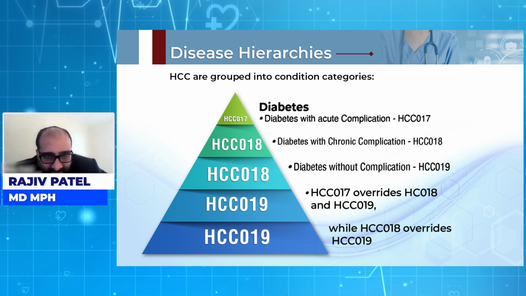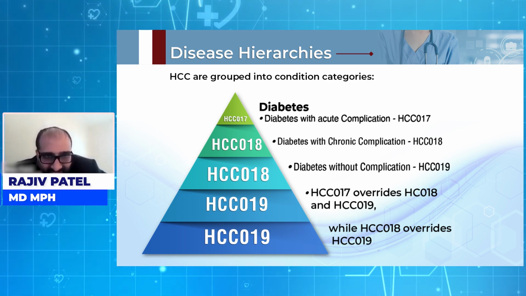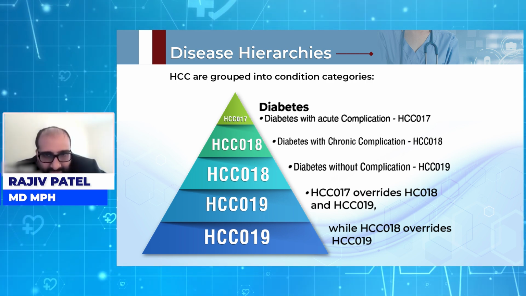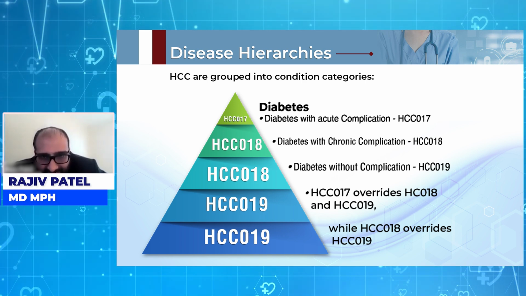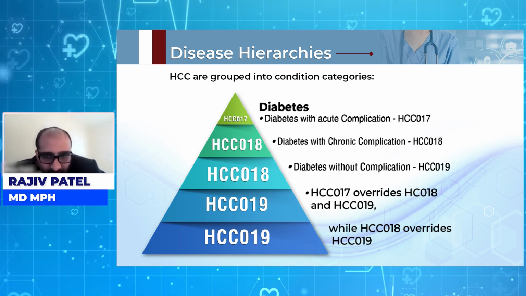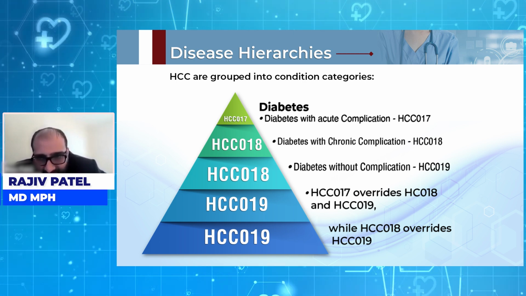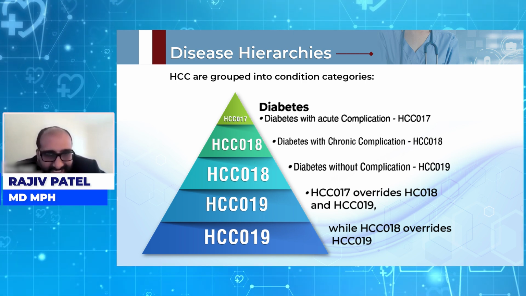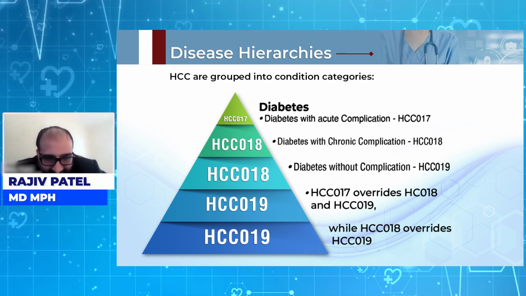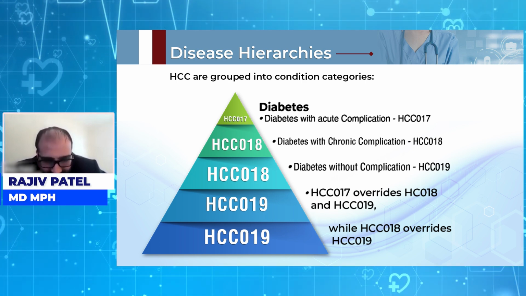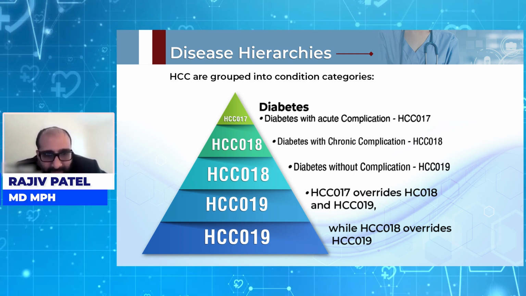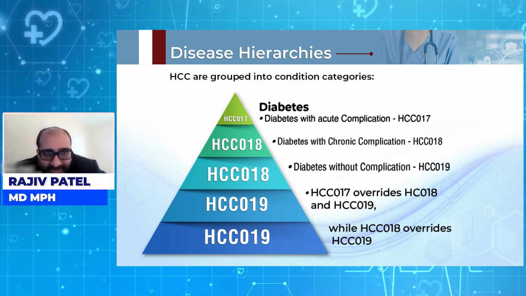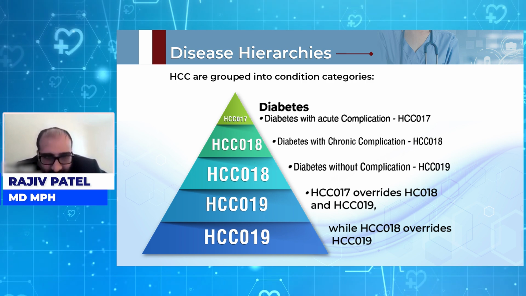And if a patient gets an acute complication of diabetes, then that's 17 and 18 would not count. So this shows you that HCC 18 overrides HCC 19, and HCC 17 trumps HCC 18 and 19. As disease becomes more complex and more comorbidities present, as a patient gets sicker, different hierarchical rules come into play. But most of this is not something you need to worry about when it comes to patient care.